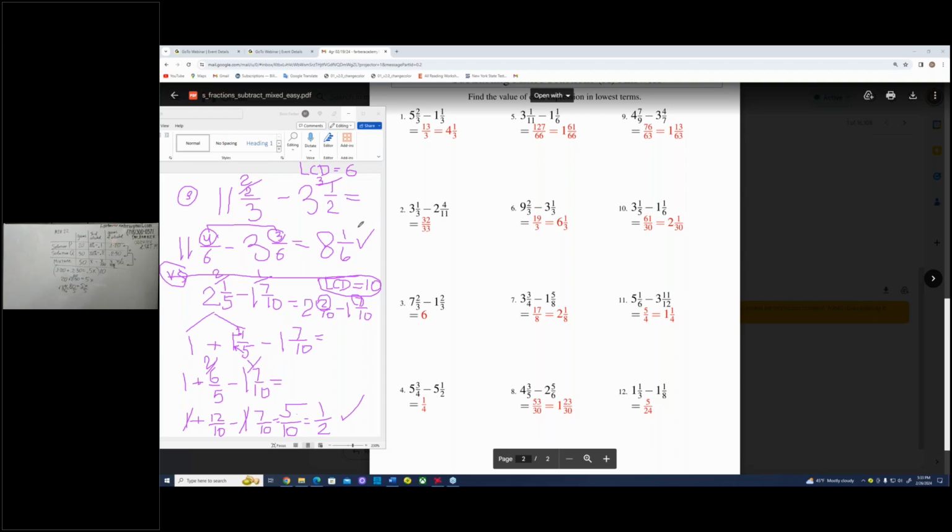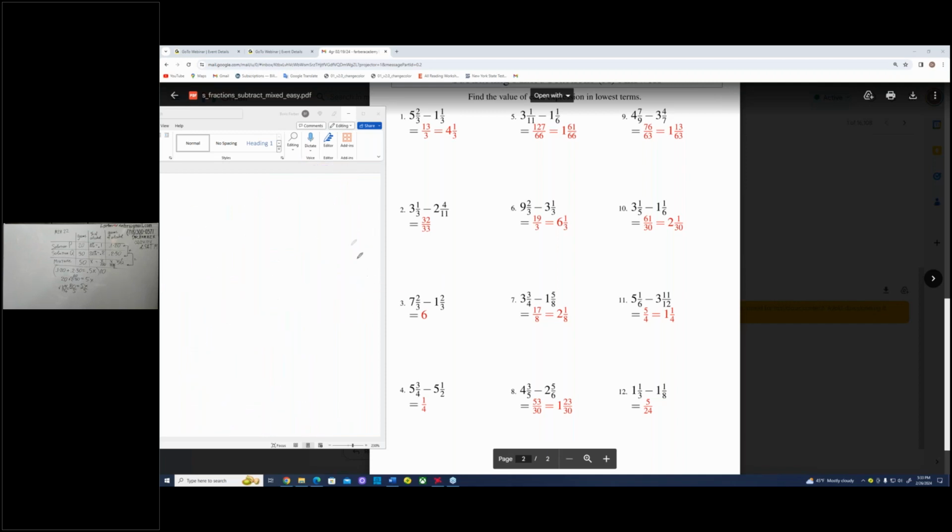Okay. Good, good, good. What did we cover today? We practiced with this homework with you. Plus, we know how to convert a mixed number to an improper fraction. Okay. Let's do one more example. Would you like?